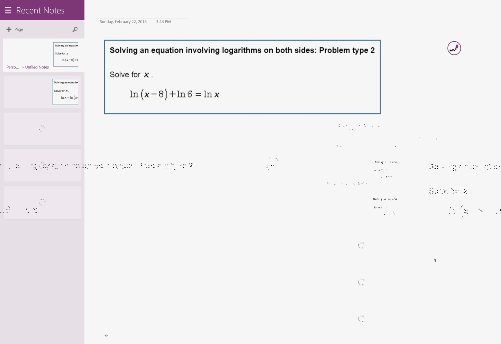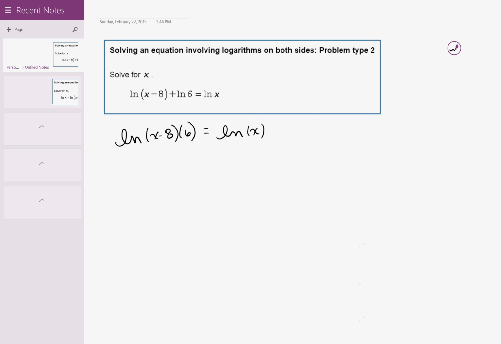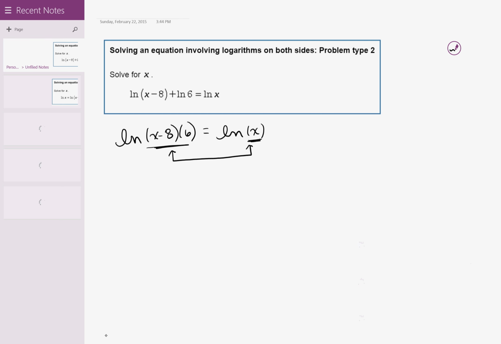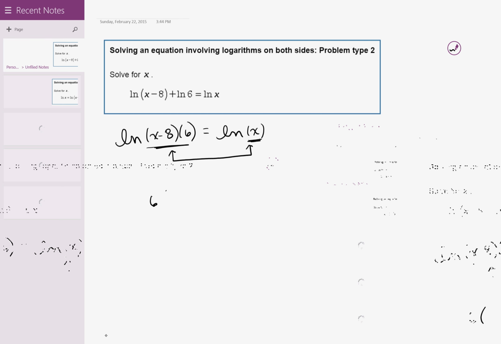Okay, this is the ln of x minus 8 times 6 on the left-hand side. That is equal to the ln of x. Now, I can subtract ln x from both sides and end up with a divided by x on the left-hand side, but it's much easier to use the one-to-one property of logarithms. If the ln of this value is equal to the ln of this value, then 6 times x minus 8 must be equal to x.